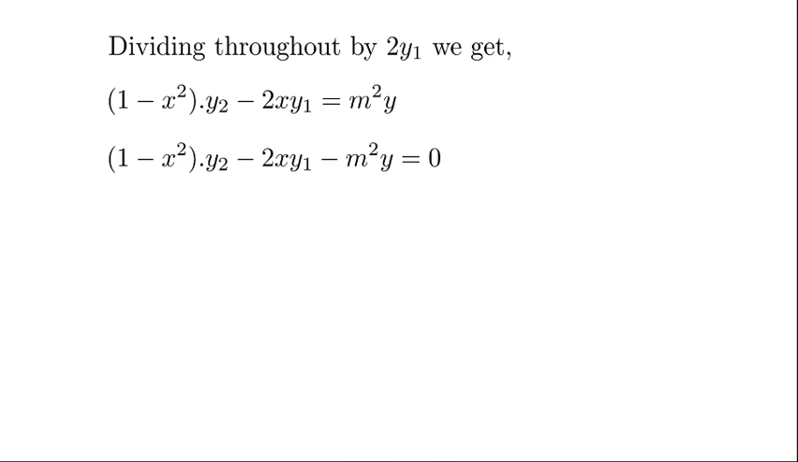Now again dividing throughout by 2 y1, which is nothing but 2 dy/dx, we get (1 minus x square) y2 minus x y1 equals m square y. That means everything is put in the form of y1, y2. So now shift m square y to the left hand side, and it gives you (1 minus x square) y2 minus x y1 plus m square y equals 0.